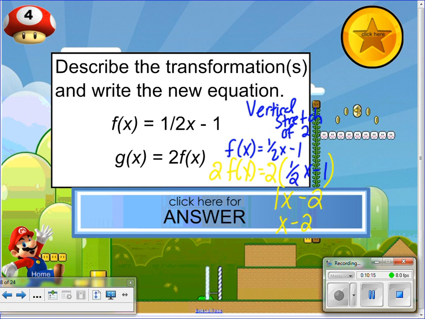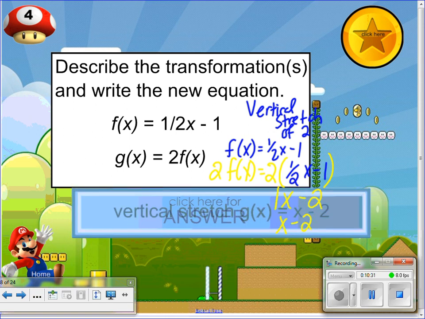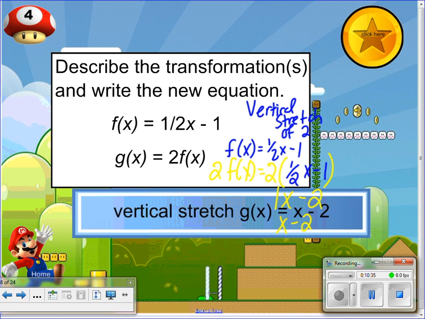Remember that when you have the number on the outside, it does also change your y-intercept. So it's going to change both. So when you graph it, it's going to look a little bit different than just the slope changing. It's also going to change spots. So when we look at that answer, we see that it was a vertical stretch, and we see that our new equation is x minus 2.